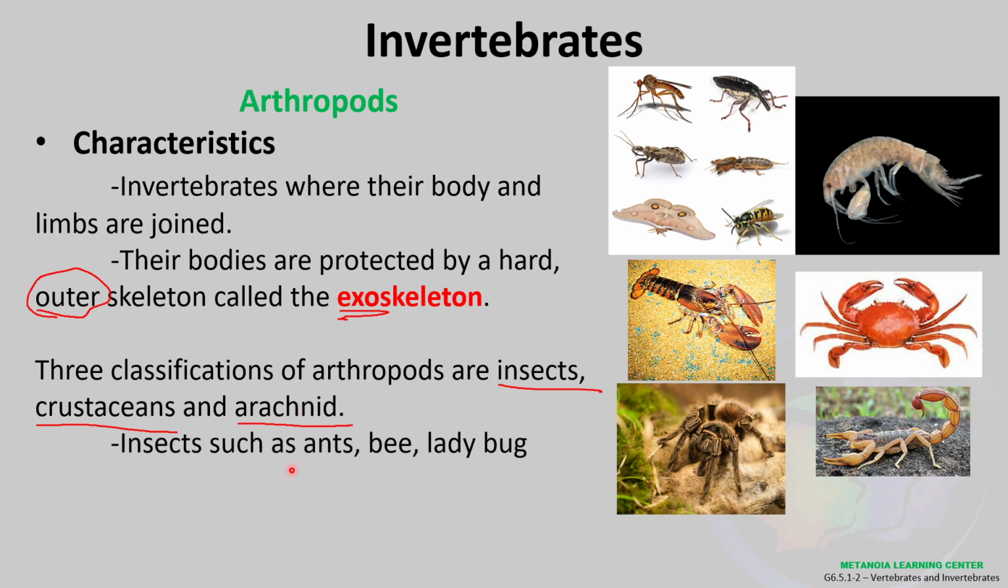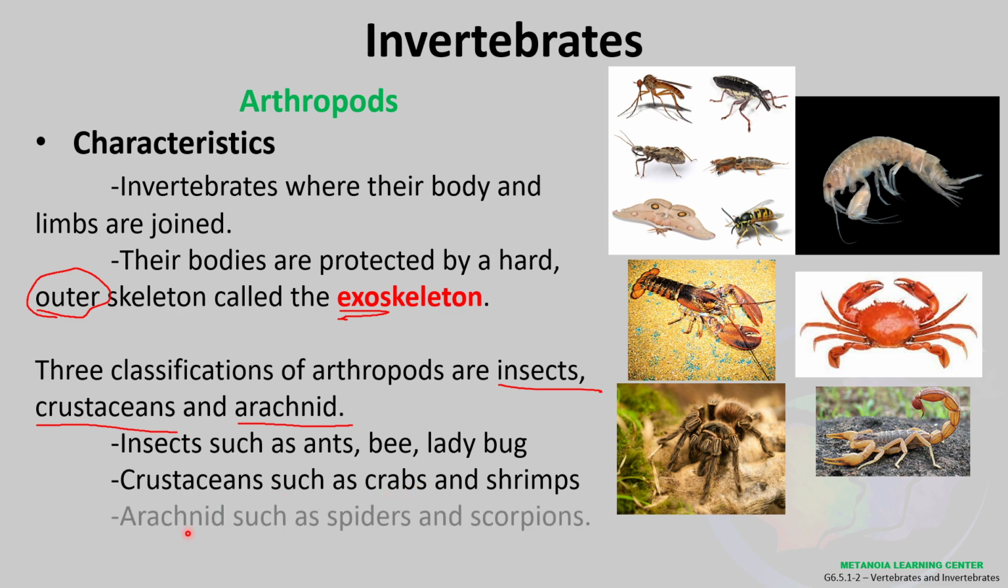So, insects such as ants, bees, ladybugs. Crustaceans such as crabs and shrimps. And arachnids such as spiders and scorpions. So, these are our examples. Insects, crustaceans, and arachnids are examples of arthropods. Okay? So that's basically it. Comparison between vertebrates and invertebrates.